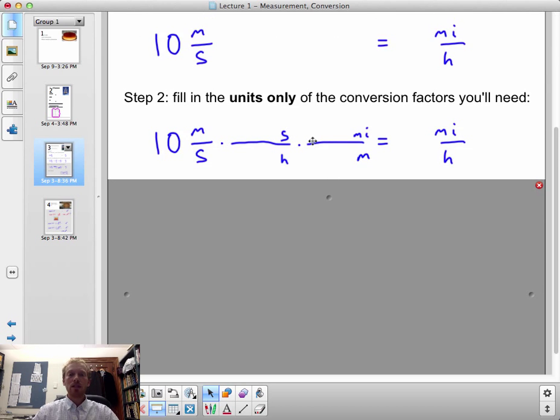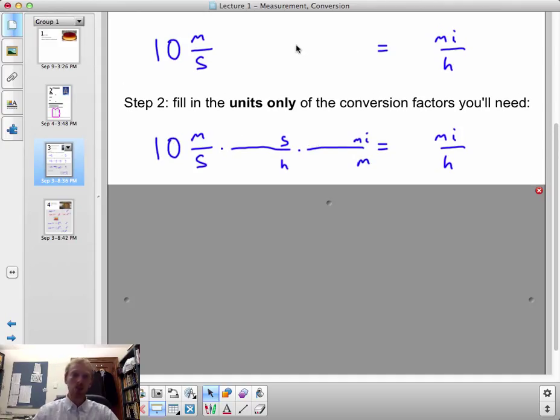Step 2. Fill in the units only of the conversion factors you need. And you won't need to write it on a second line. You'll just be filling in what you wrote on your first line, but this is just for demonstration. Let's think about this. How are we going to go from meters per second to miles an hour?